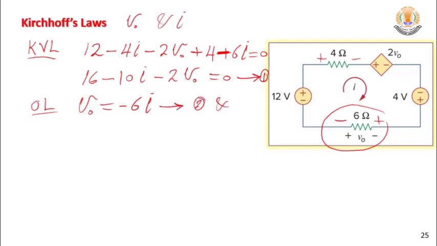And in 1, you can write that 16 minus 10I minus plus, I'm substituting here, so plus 12I equals 0. Okay? So you end up with I equals minus 8. You agree?